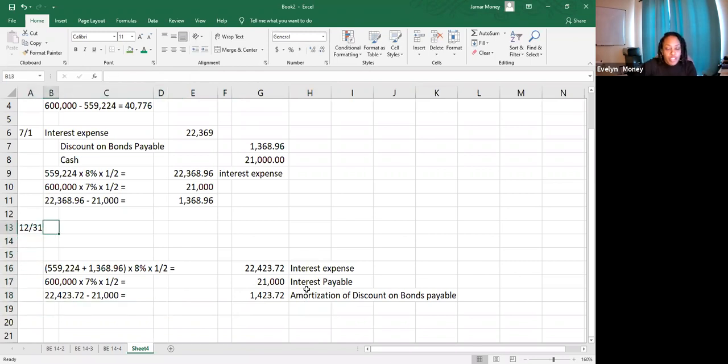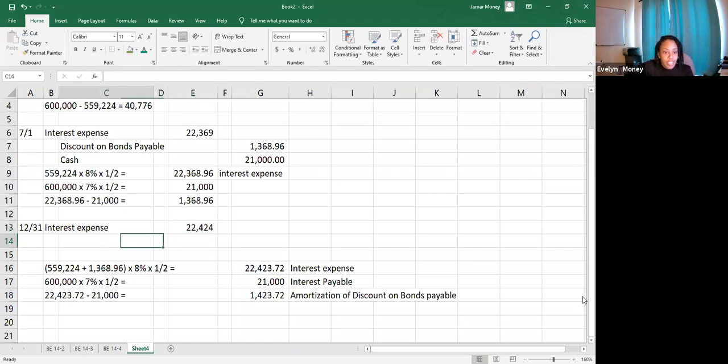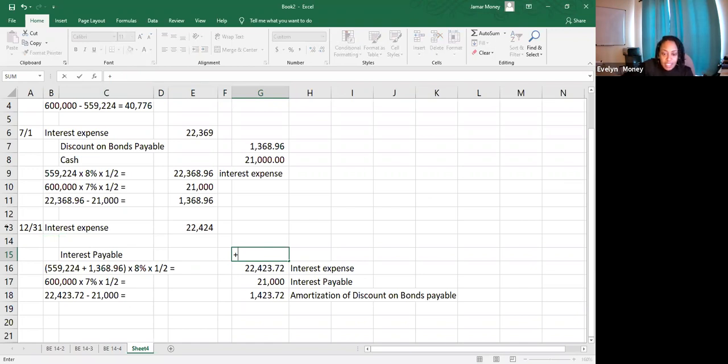So now let's throw all this up here in my entry. I know that interest expense is the first number that I calculated. It's 22,423. So notice how it varies from period to period. It keeps changing. I know I will be crediting interest payable. I keep wanting to say cash, but it's interest payable because I'm doing this adjusting entry. The cash will be paid on January 1, the very next day.